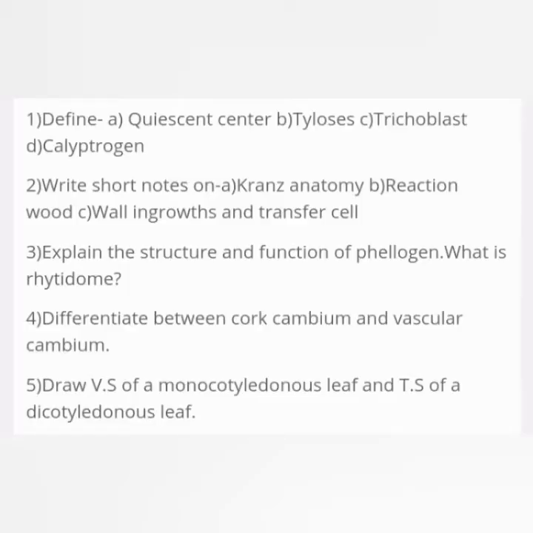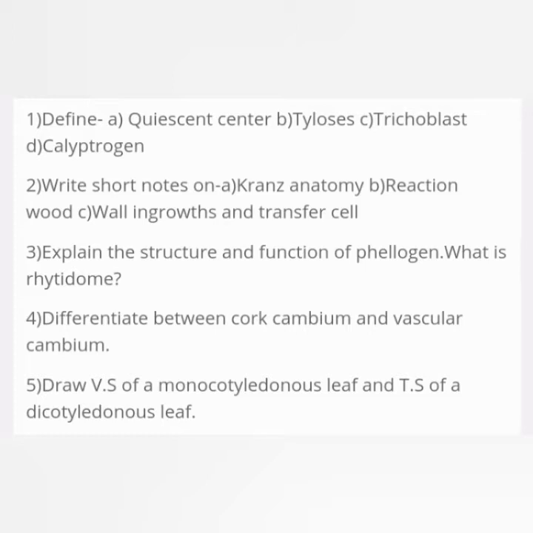Questions from plant anatomy. 1. Define the following. A. Quiescent center. B. Tyloses. C. Trichoblast. D. Calyptrogen. 2. Write short notes on A. Root anatomy. B. Reaction wood. C. Wall ingrowths and transfer cell.